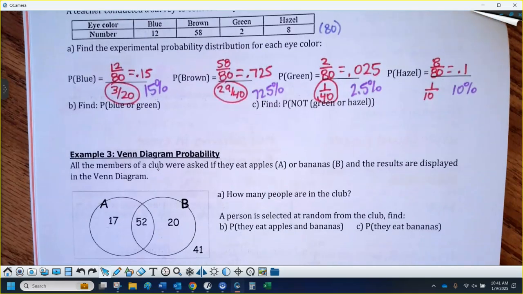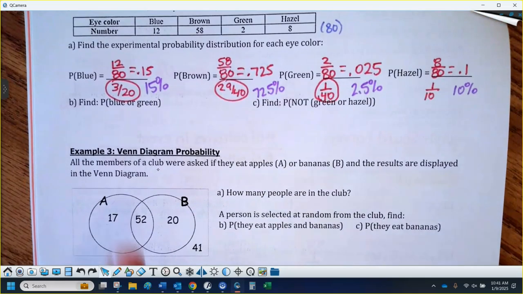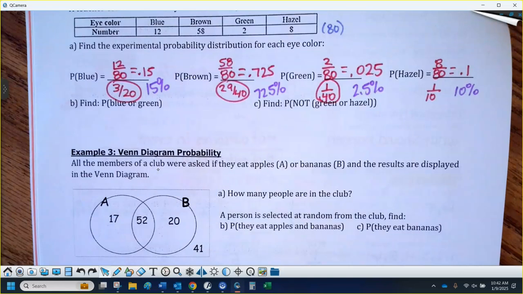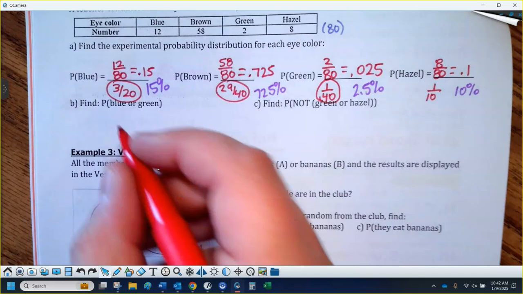Now, still using this table, how would I figure out the probability I'd grab a person that has blue or green eyes? How would you figure that out? Okay, so what would you do for that one? Yeah. We could just add them right together. We could add the percentages, the fractions, or the decimals, however you want to do it. Just add them together. That's all you do when you have an or statement.